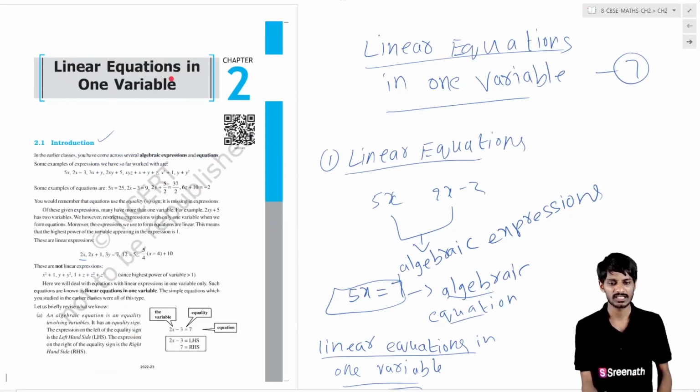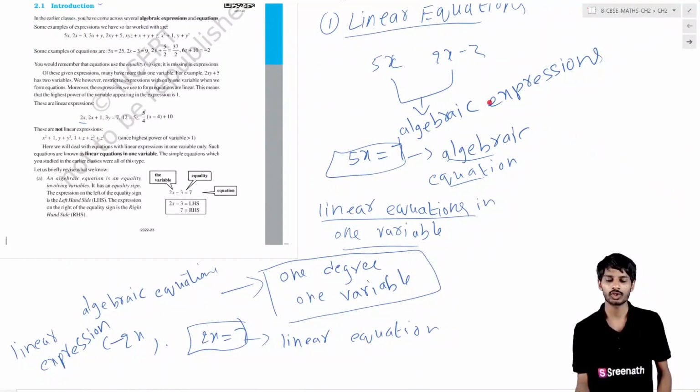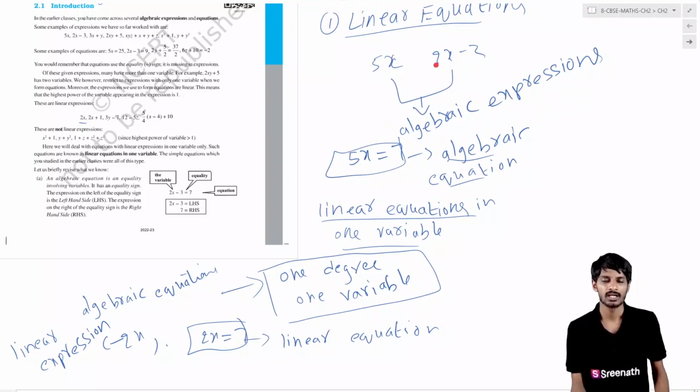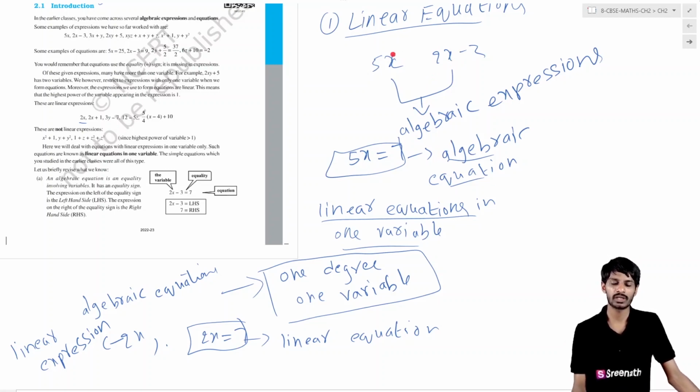So basically the chapter is linear equations in one variable. The first topic is the introduction. We know about algebraic expressions. Algebraic expressions are like 5x, 2x minus 2, like that. Then what are algebraic equations? Whenever we equate an algebraic expression with equal to and have some number on the right side, we call it an algebraic equation. The left hand side is called LHS, the right hand side is called RHS.